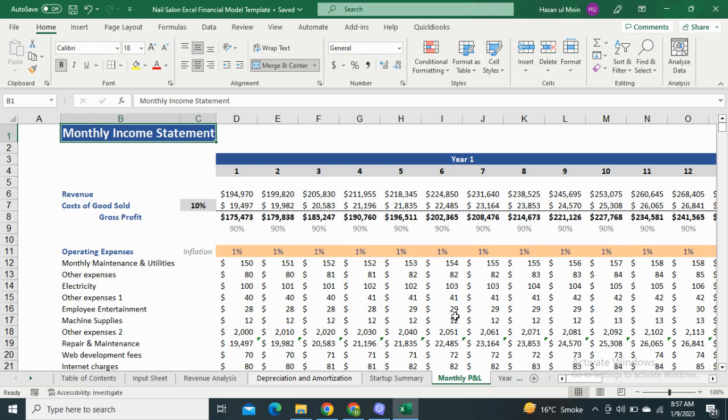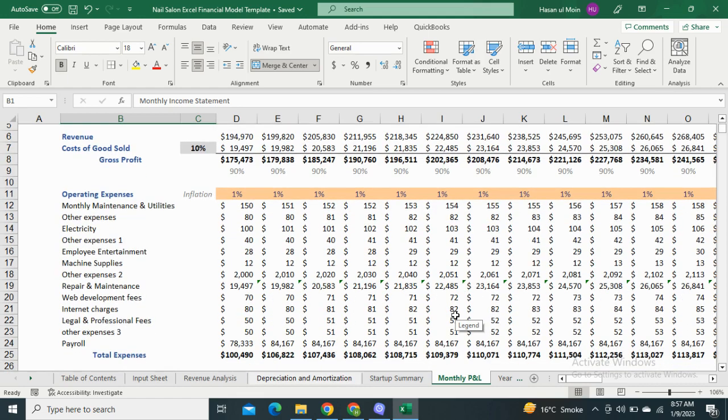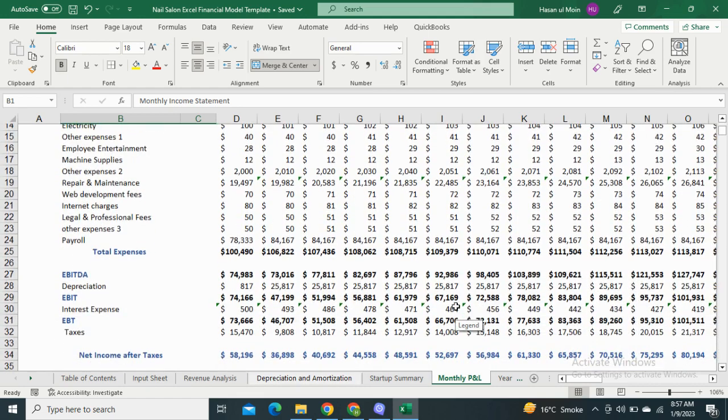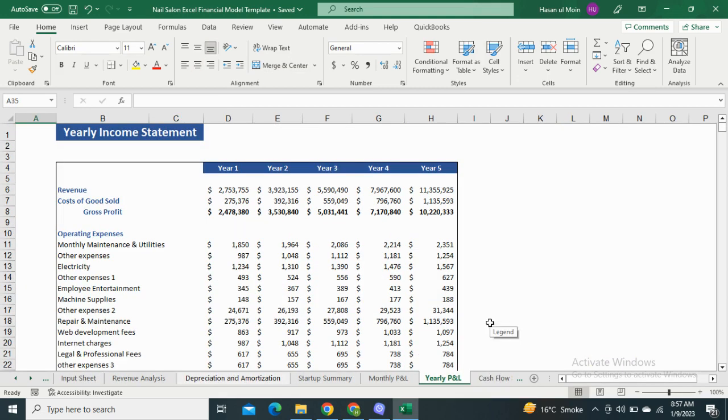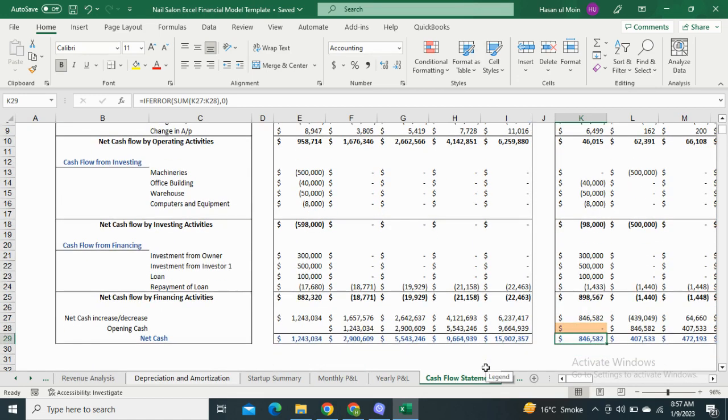Now we have the monthly P&L, which shows the profit and loss of each month, and it mentions revenues and cost of goods sold, operating expenses, and net income before and after tax. Similarly, we have the yearly P&L, and now we are moving forward towards the cash flow statement, which shows the cash from operating, investing, and financing activities.